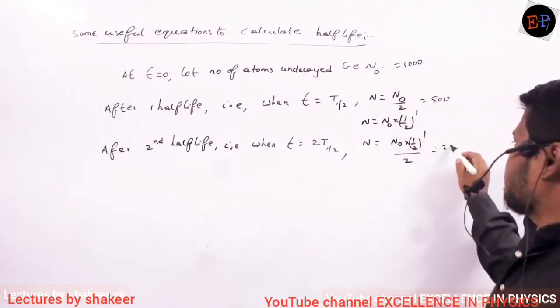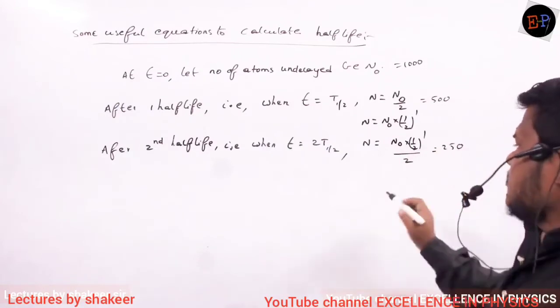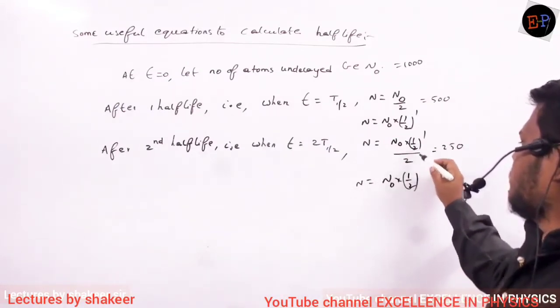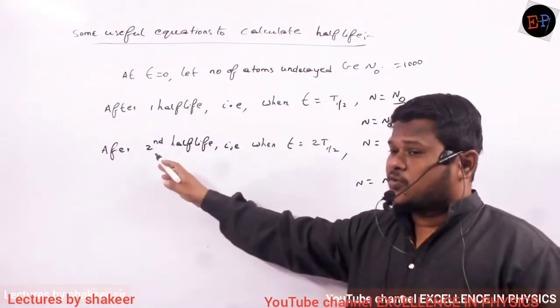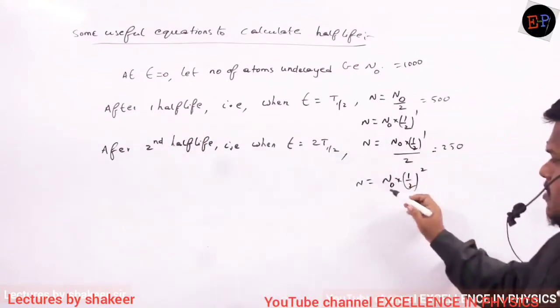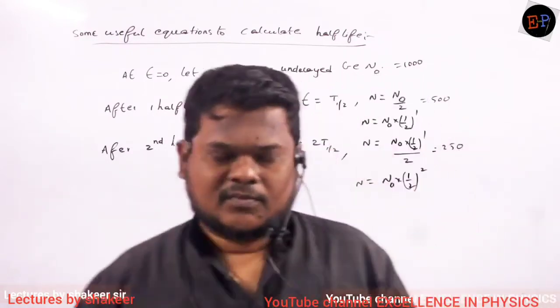After one more half-life, now it should be 250 only, no? It means 500 again I have to divide by 2. So this equation I can write as N0 multiplied by (1/2) power 1 plus 1, which is 2. So after two half-lives, first half-life, second half-life, how many atoms are available? N0 into (1/2) power 2, or (1/2) whole square. Like this I can write.